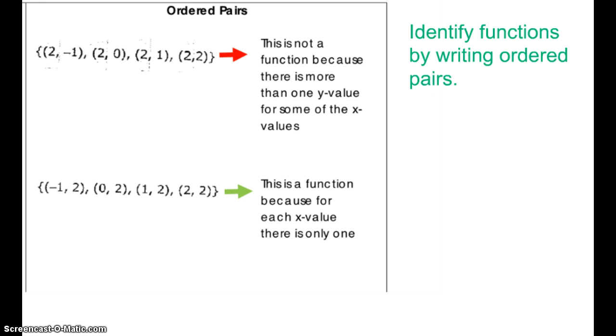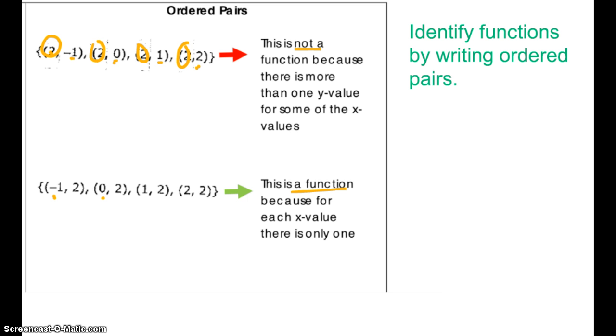And then the last way that you need to be able to identify functions is by writing ordered pairs. You can see that this is not a function because we have the same x value, but we have different y values. So when x is 2, our output could be -1 or 0 or 1 or 2. So it's not a function. There's more than one output for the input of 2. But this is a function because for each value of x, there is only one value of y.